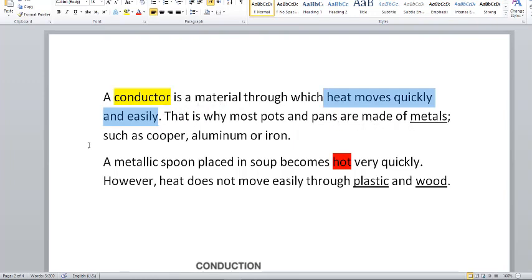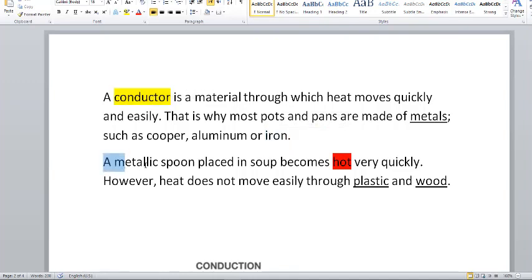That's why. Okay, what else? Copper is also a conductor, because heat moves through copper easily and quickly. Aluminium is also a conductor. Why? Because heat moves quickly and easily through aluminium. Iron also is a conductor. Why? Because heat moves quickly and easily through iron. That's why they are conductors.